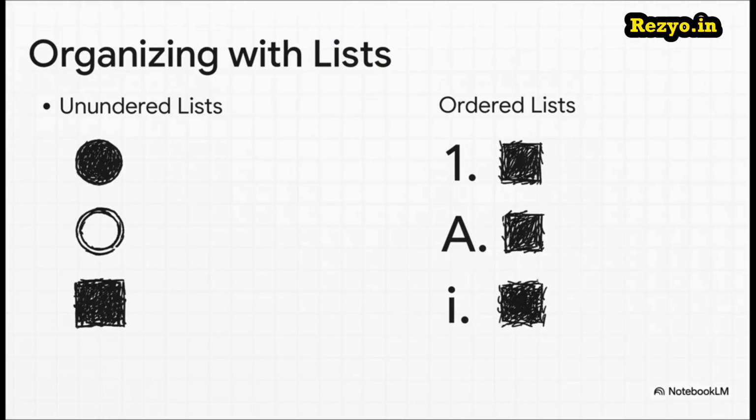Lists are, well, fundamental for organizing pretty much anything. Unordered lists, or UL, give you bullet points. Ordered lists, OL, give you numbers. But here's a cool little trick. You can customize them. By adding what's called a type attribute, you can easily change your bullets from dots to circles or squares, or even switch your numbers to Roman numerals. It's a super simple way to add a bit more style and structure.